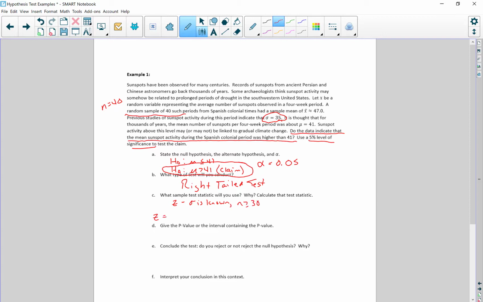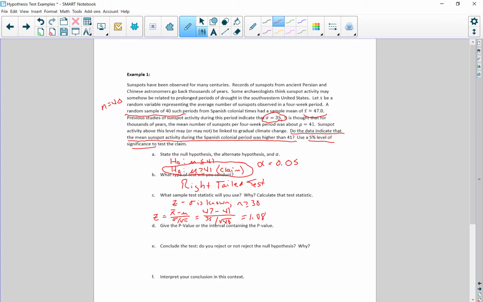So now we actually calculate it. So z is equal to x bar minus mu over sigma over square root of n. Our x bar value is 47. Mu is always going to be the value from your null and alternative hypothesis, so in this case, 41. Sigma we said was 35, over square root of 40. And so we do that calculation and we end up with z equal to 1.08.